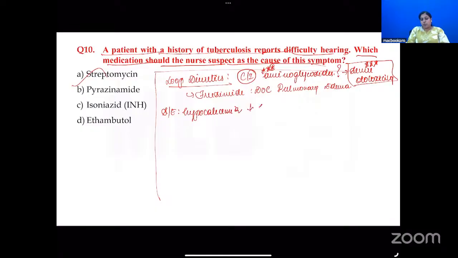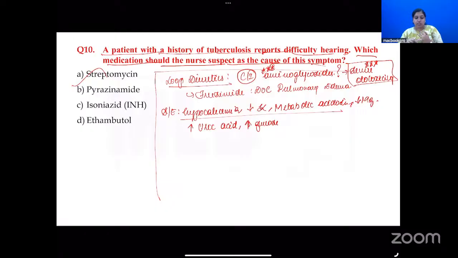And it also reduces potassium. It can cause metabolic acidosis. On the other hand, loop diuretics can increase uric acid level. Increases glucose. And again, coming back to the first line, it also decreases magnesium. It causes hypomagnesemia, hypokalemia, hypocalcemia, metabolic acidosis, and it also increases uric acid and increases glucose level.